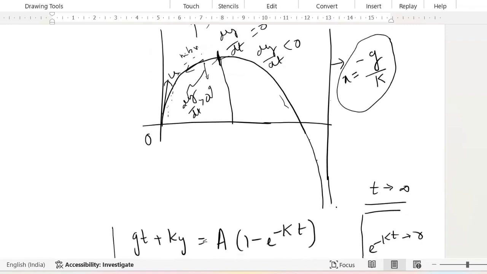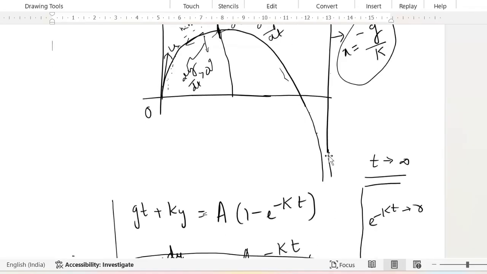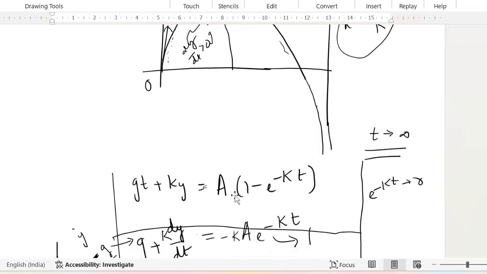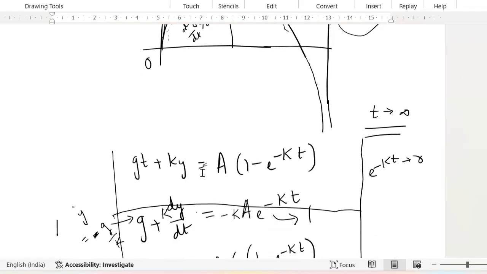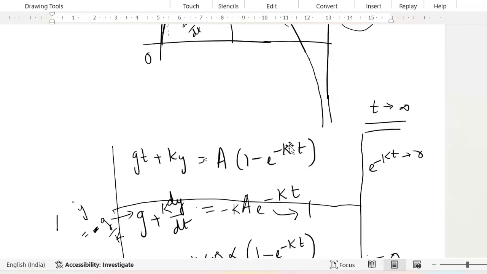When t is going on increasing infinitely, my dy dt is going on decreasing, becoming negative, more negative, and so as we can see from here, it is approaching this line, minus g by k. So it is having an asymptote parallel to the y-axis in this case. And what happens to my y? y also goes on decreasing, as you can see from the figure also, because if you put t tends to infinity here, this part again vanishes. So gt plus ky equals a, a positive constant. You may check from the solution we did last. So gt plus ky equals something positive.